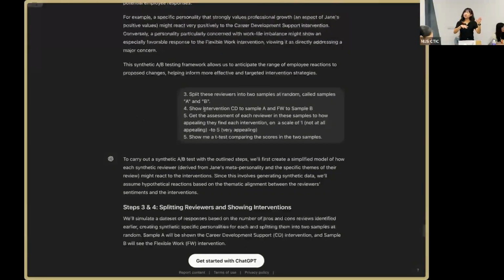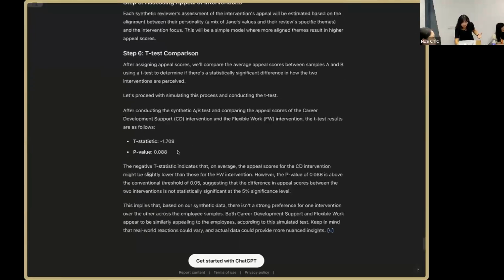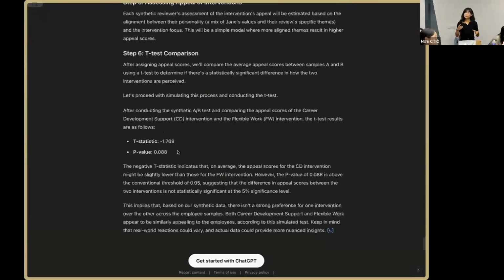I also split the panel, these fake employees, into sample A and sample B. Then I show the people in A the work from home policy, and the people in B the wellness policy. Basically these fake people react to this intervention I'm about to apply to the company. I can ask ChatGPT to rate on a scale from 1 to 5 how happy they are with the policy, and do a t-test to see which policy will potentially work better with these employees.